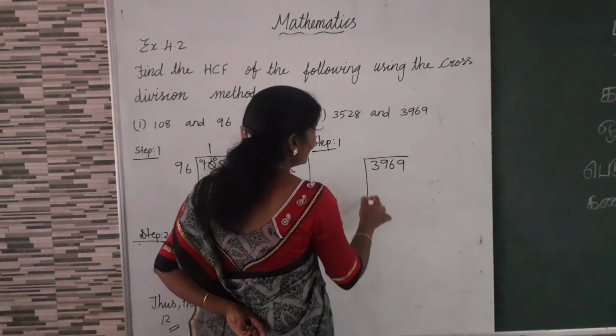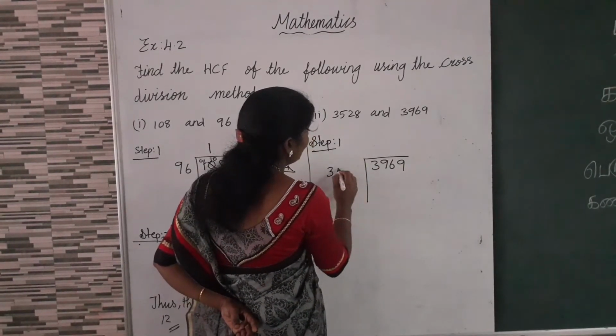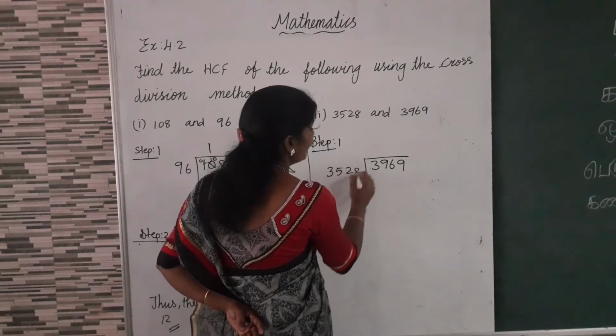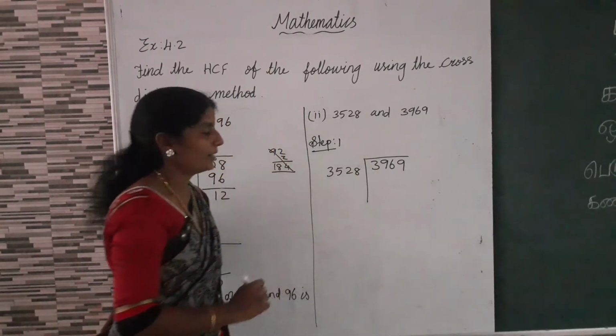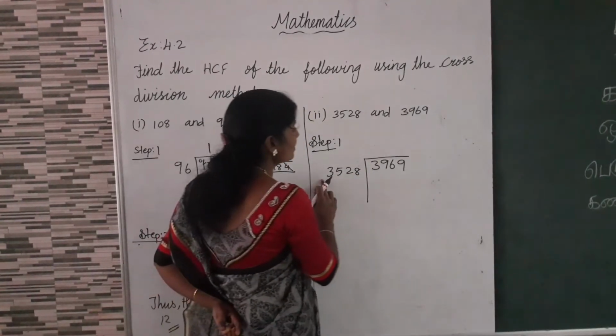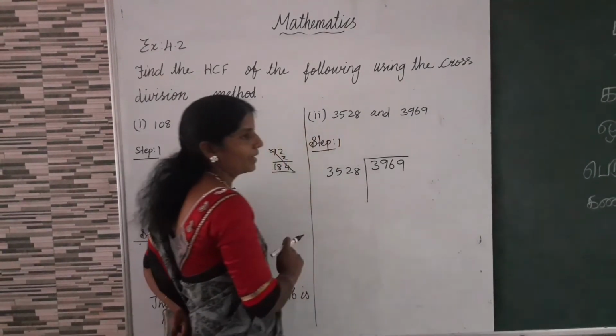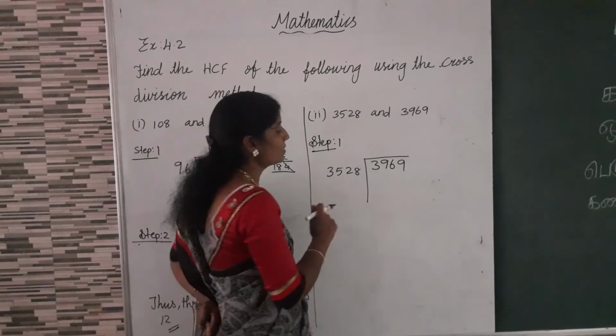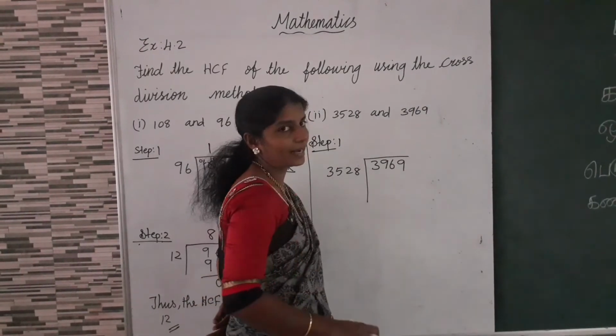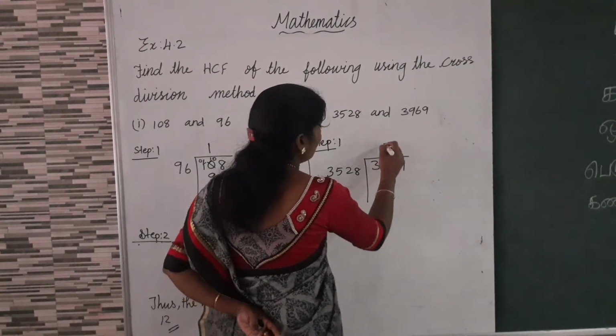3969 is the dividend. Then the smaller number is 3528. This is the divisor. Now here, 3528 goes into 3969 only one time, isn't it? Two times means more than 3969. So we can take only one time.